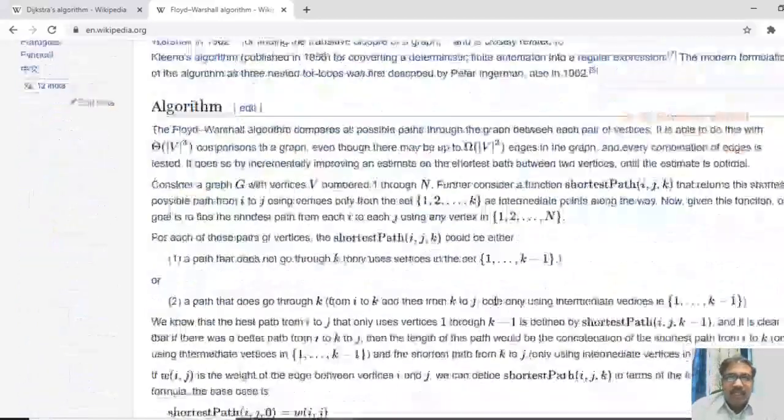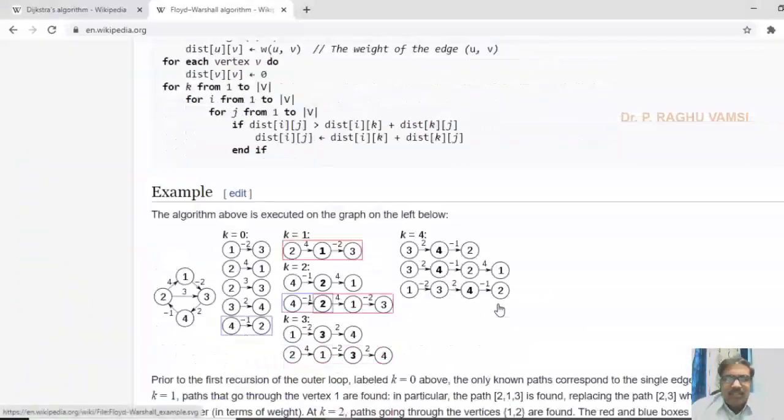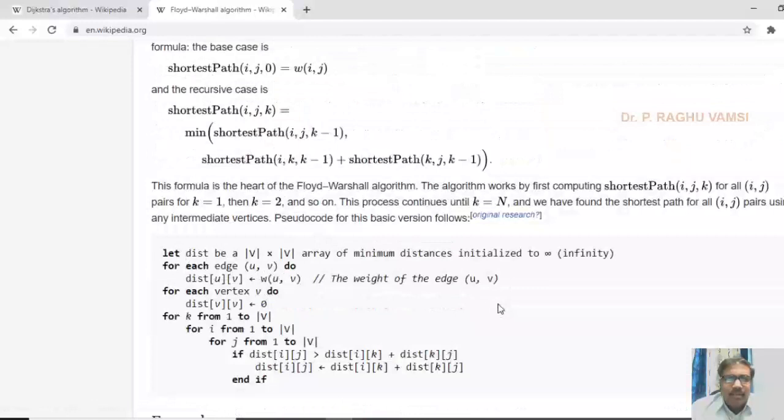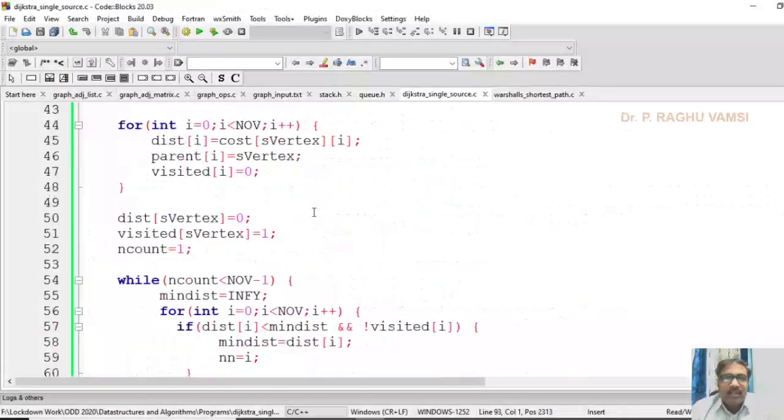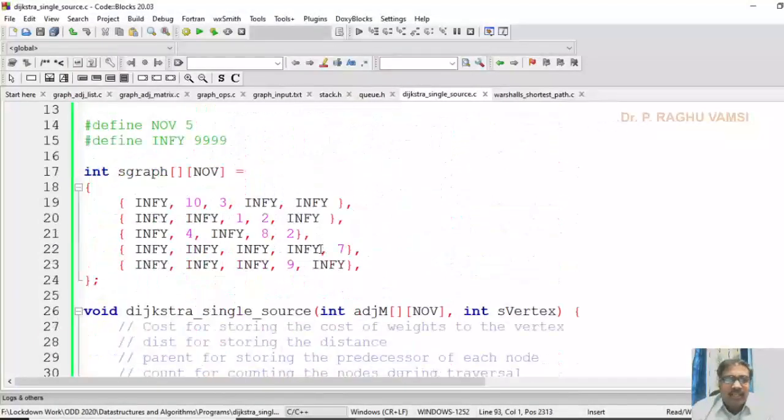Now we will see this algorithm. This algorithm is a very simple algorithm. The algorithm is like this. Let distance be a V by V array, where V is the total number of vertices, with minimum distances initialized to infinity. That means if there is no connectivity, infinity will be initialized, otherwise the corresponding weight will be placed, just like the matrix initialization made here.